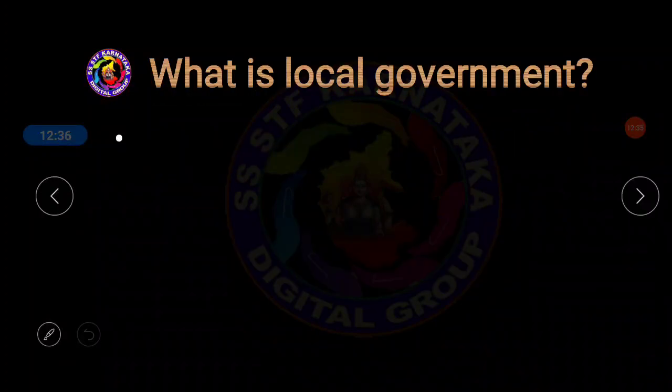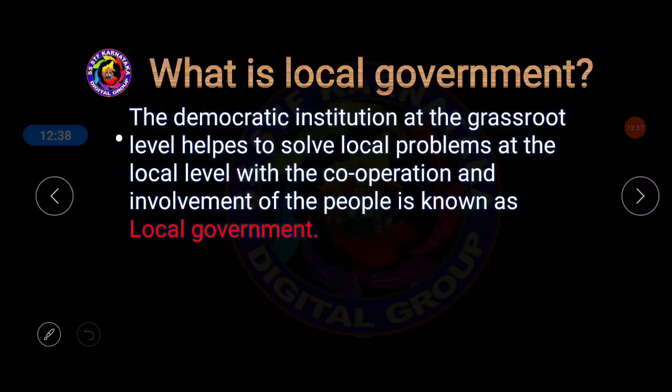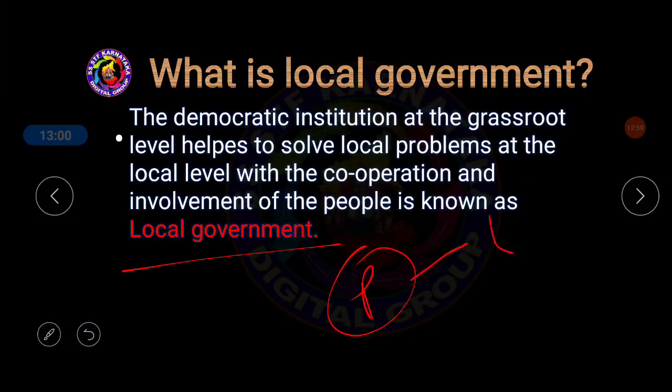Next one, now we should understand what is meant by local government. The democratic institutions at the grassroots level that help to solve local problems at the local level, with the cooperation and involvement of the people, is called local government. In simple words, if local problems are resolved at the local level by the local people, that can be called a local government.